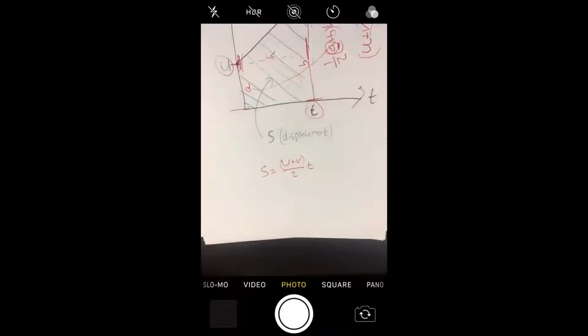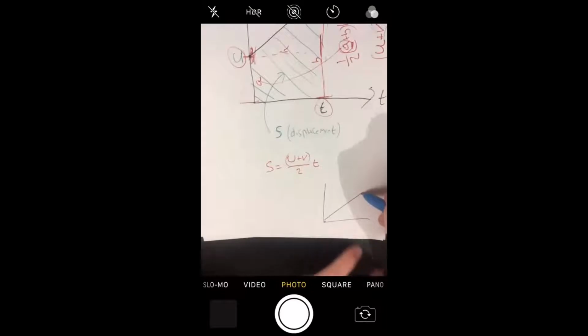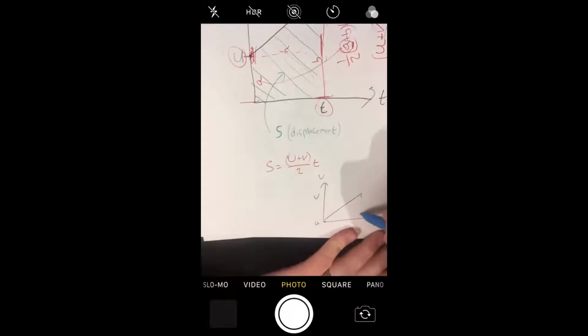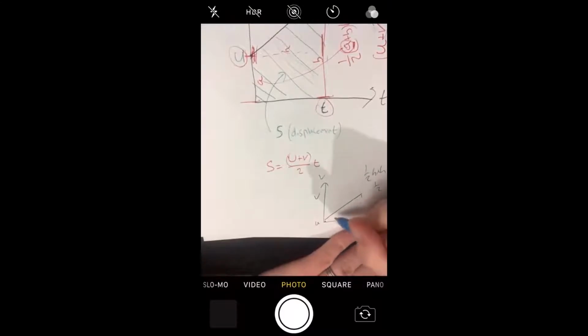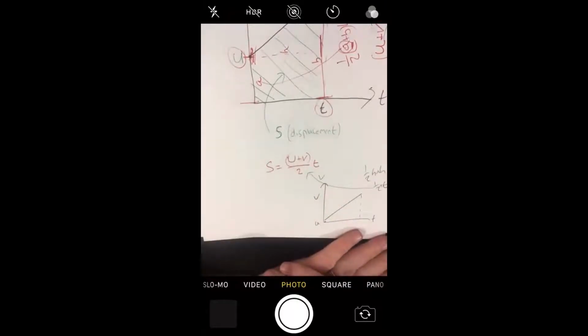Now, if u happened to be 0, let's just pretend that u was 0. We started off going like this. So u is here, v is here, here's t. The area would be the area of a triangle, which is half of the base times the height, which in this case is half of t times v. And if you substitute 0 into that equation, you will get the same value. So this brings us to our second formula.